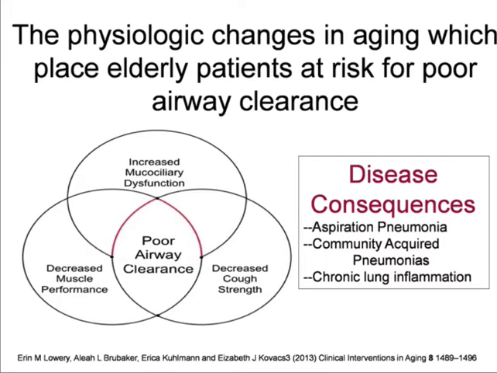Specific airway impairments contribute directly to disease predisposition in the aged. Of note, poor airway clearance can lead directly to aspiration pneumonia, community-acquired pneumonia, and chronic lung inflammation. Several factors contribute to poor airway clearance with aging. There is altered mucociliary clearance that may involve the aforementioned mucus hypersecretion. There is reduced airway smooth muscle function, and there is also reduced cough strength.